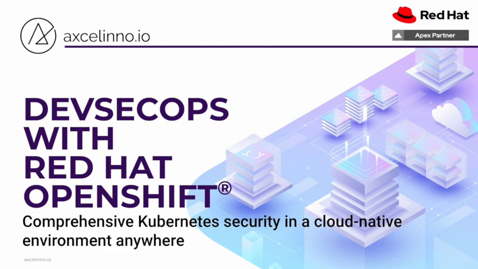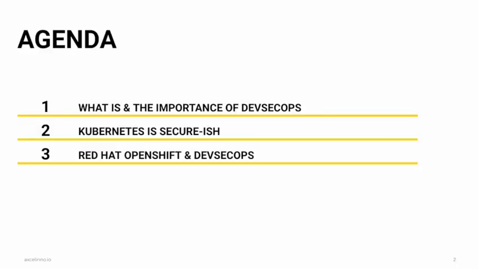We've worked with a lot of companies. We've seen the mistakes that are made. We want to help companies avoid those same mistakes and really begin to get the benefits of implementing DevOps with security, or DevSecOps. So what will we be going through here today? One, we're going to talk about what DevSecOps is and its importance, and how Kubernetes is secure-ish. Then we're going to get into Red Hat OpenShift and DevSecOps.